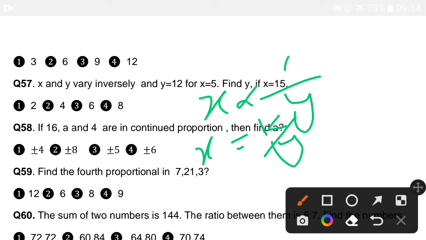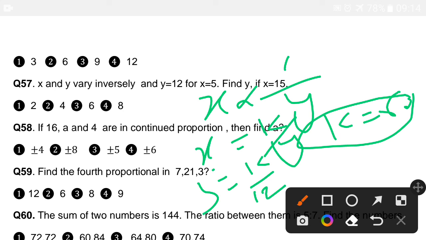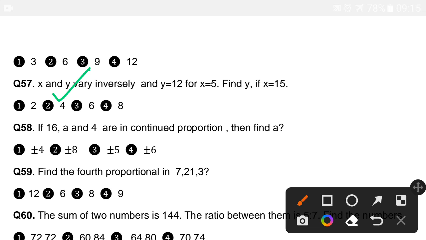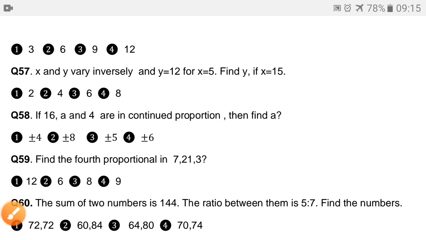Now in the first case, x is equal to 5 and y is equal to 12. So the k value is 5 times 12, which is 60. So from the first we find that k is equal to 60. Now what will be the value of y if x is equal to 15? So x is equal to 15, k is 60, and we have to find y. So 15y equals 60, or y is equal to 60 by 15, which is 4. So actually the value of y is equal to 4 if x and y are inversely related.